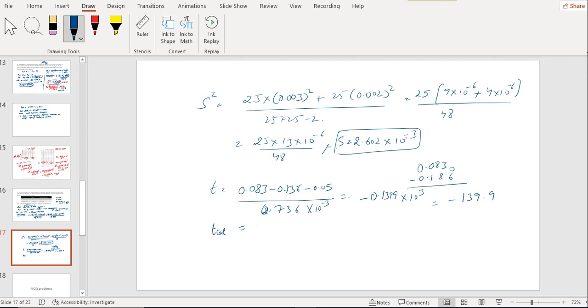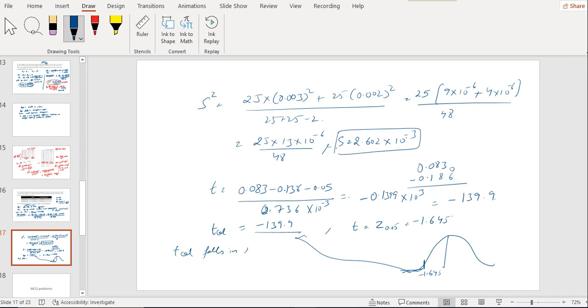But the tabulated value, which is equal to Z at 5% level of significance, is minus 1.645. Since it is a left tail test, this is the critical value, and the calculated value falls in the region of rejection. So t calculated falls in the region of rejection, hence the null hypothesis is rejected.